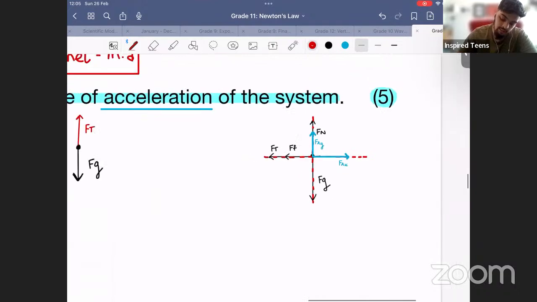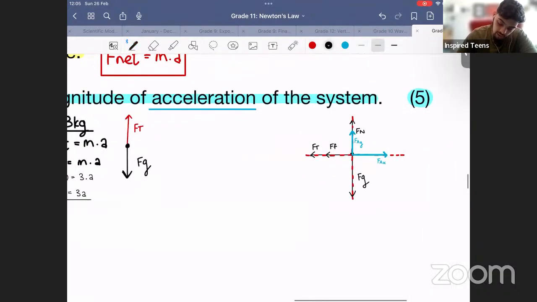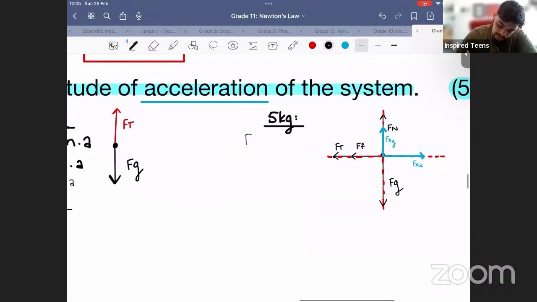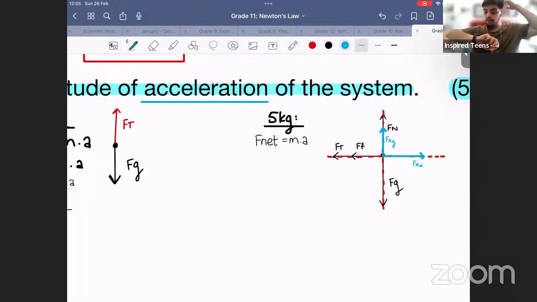Now we do the exact same thing for the 5 kg object. Fnet is equal to m times a. So remember, Fnet is equal to forces in the direction of motion minus forces opposite to the direction of motion. Please tell me, open up Fnet for me. How would you open up Fnet in terms of forces?